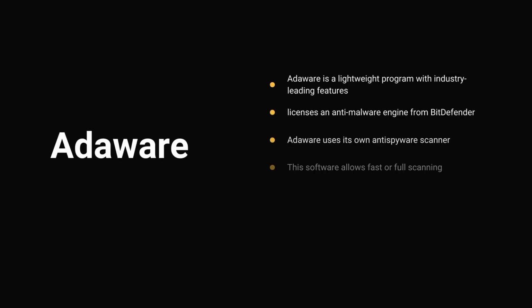7. Adaware. Adaware is a lightweight program with industry-leading features, such as behavioral analysis. The developer, Lavasoft, licenses an anti-malware engine from Bitdefender. Adaware uses its own anti-spyware scanner. This software allows fast or full scanning, and silent mode is available.